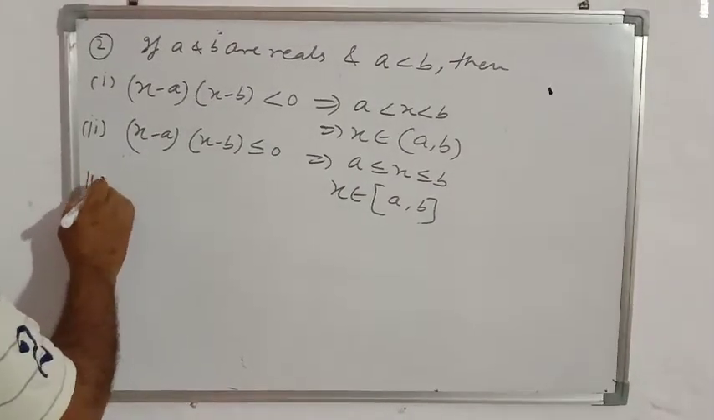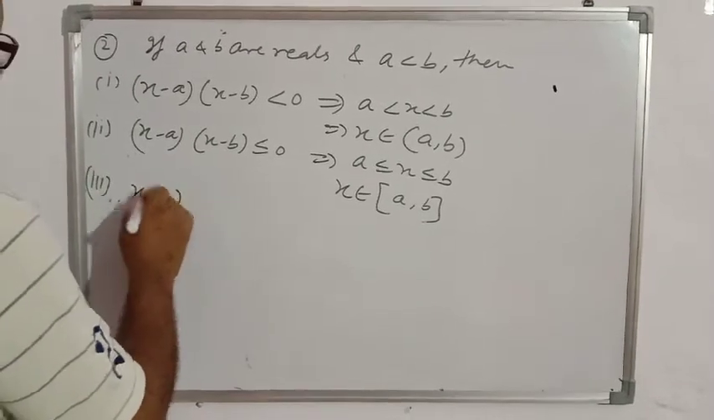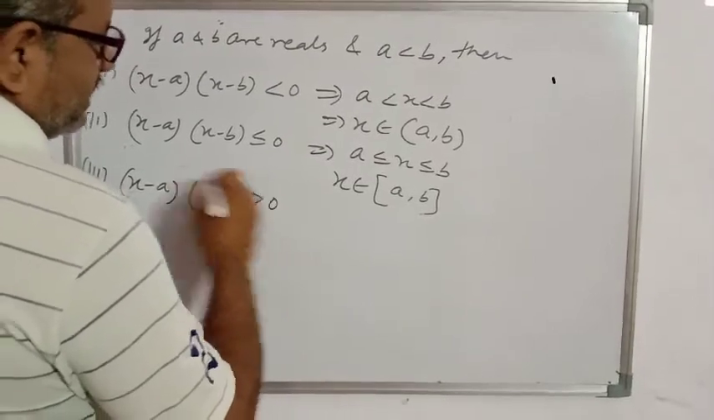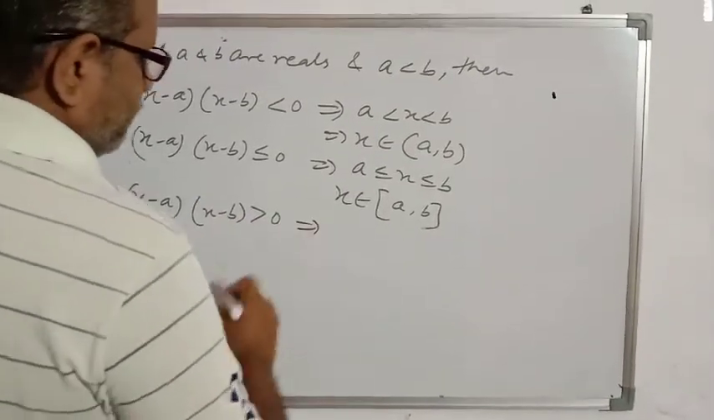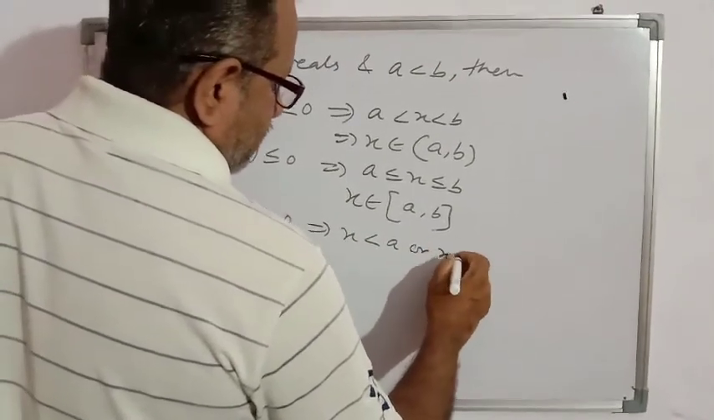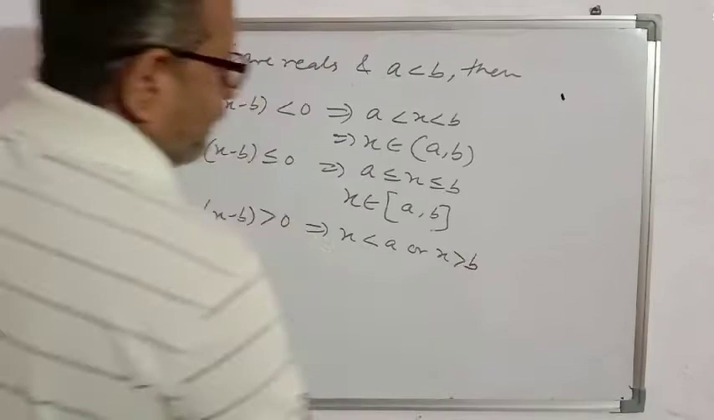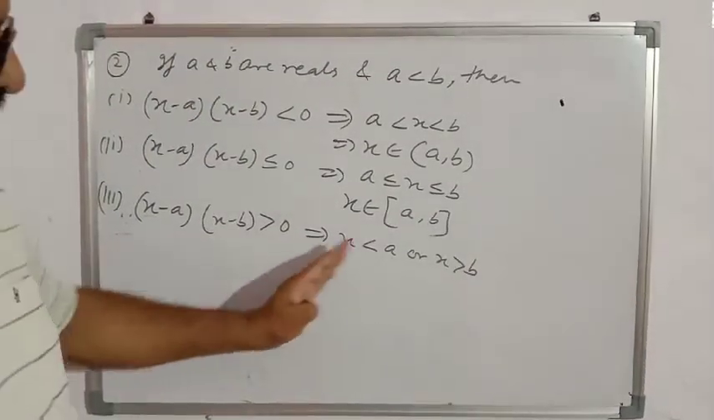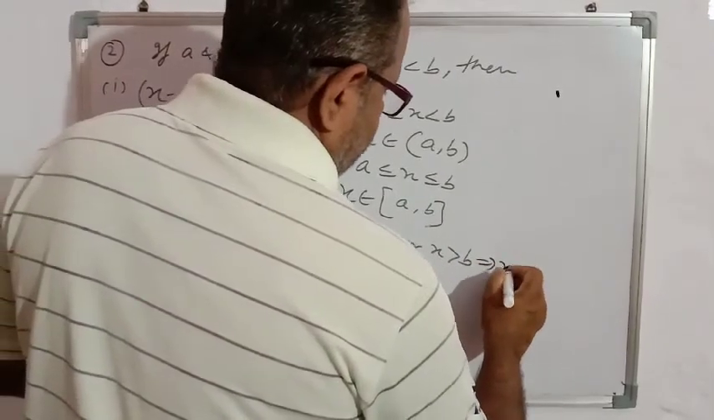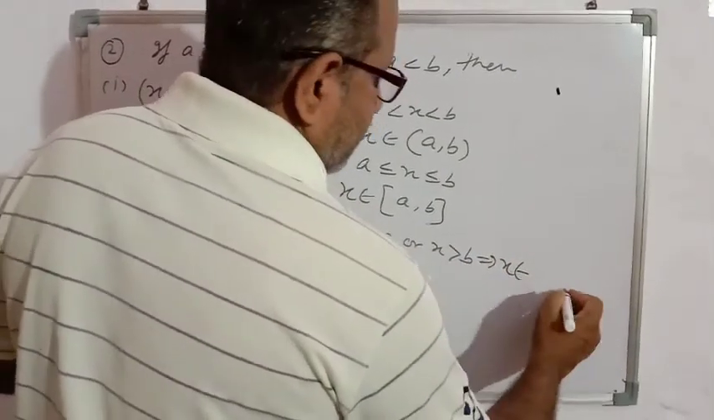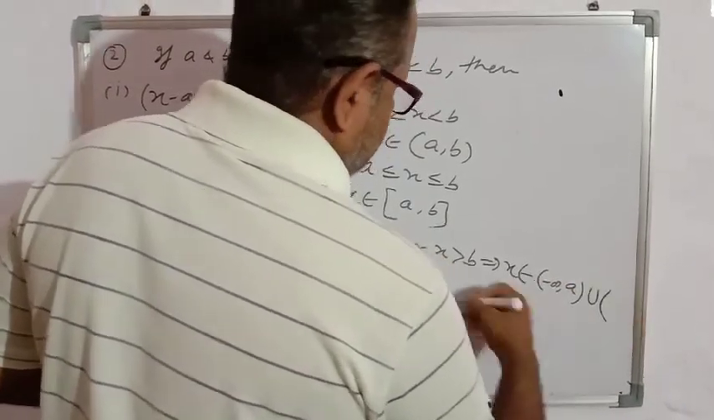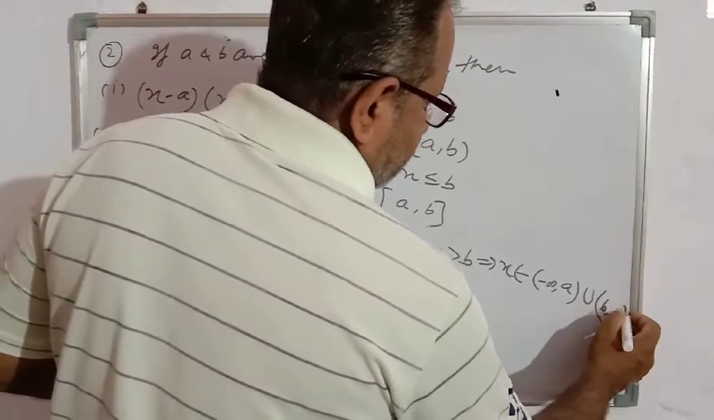And third case, x minus a, x minus b greater than 0. This implies x less than a or x greater than b. X either less than a or x greater than b. Means we can write x belongs to less than a means minus infinity to a, union greater than b means b to infinity.